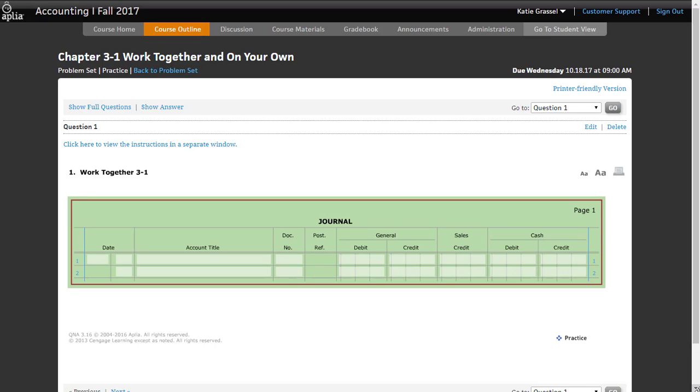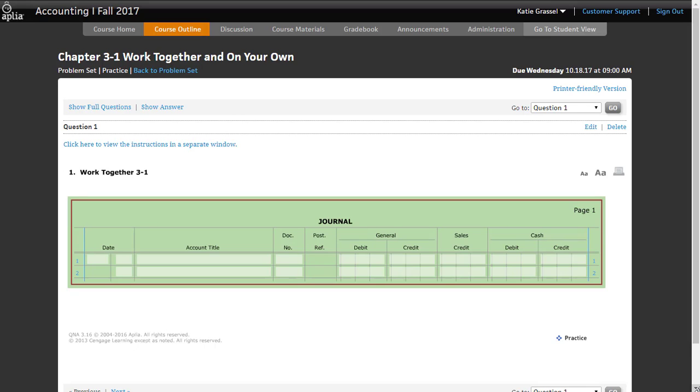So you will find that there will be a letter that will come before it, and that letter is going to stand for the type of source document. A C would stand for check. An S would stand for a sales invoice. An R would stand for a receipt. M would stand for a memorandum. I feel like I missed one. Those are going to be our four.